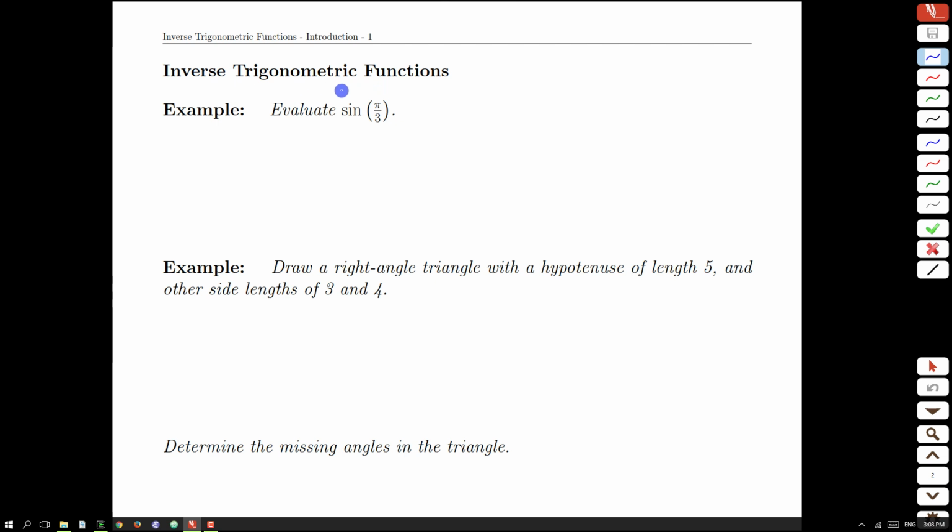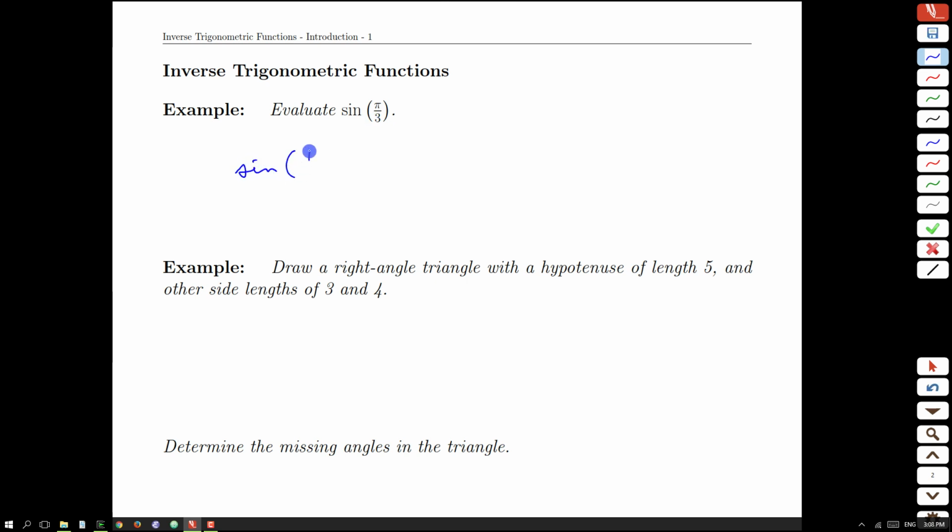In this video, we're going to introduce the inverse trigonometric functions. And we're going to do that by leveraging what we already know about the forward or regular trigonometric functions. For example, we already know how to calculate the sine of an angle.